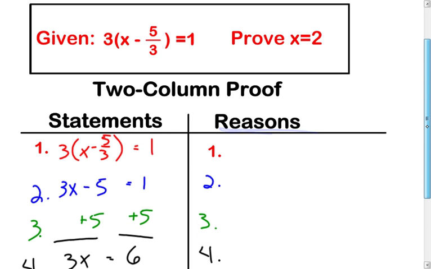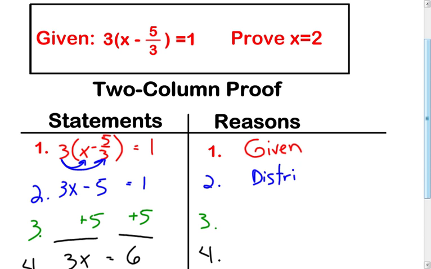So my first one, I wrote down the exact same thing that was given. So my reason for that is nothing more than given. The problem stated it, so we can just say that it was given. That's how we know that it must be true. Now we go on to step 2. What did I do to get to step 2? Well, you may not have done it this way because there's multiple ways to solve an equation, but I distributed this 3 into everything that's in the parentheses. So I used the distributive property.